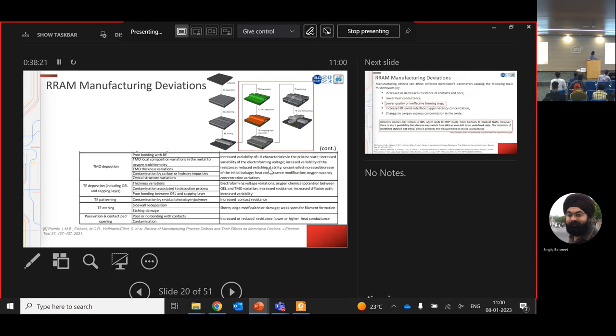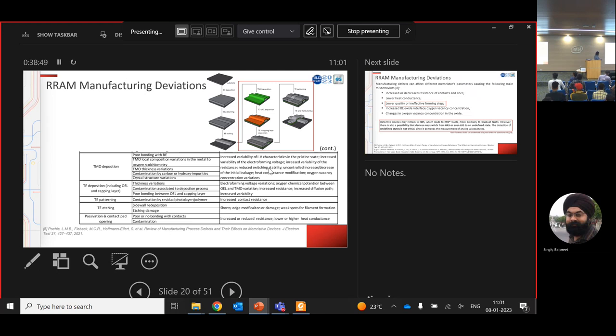When you continue the analysis for the next step of the process variation, again, think about top electrode patterning. You can have contamination by residual polymer. This is going to increase the contacting resistance of the device, and so on. So this was the analysis that you did based on the manufacturing process that you have at Aachen. And these are the possible misbehaviors.